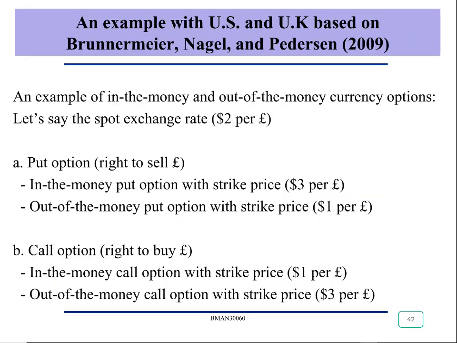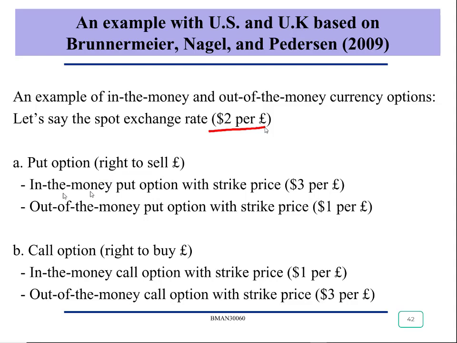Let's first talk about what is the meaning of in the money and out of the money currency options. Let's assume the spot exchange rate is $2 per 1 pound. And we can think about put options and call options. What are put options? Put options give you the right to sell pounds against dollars.